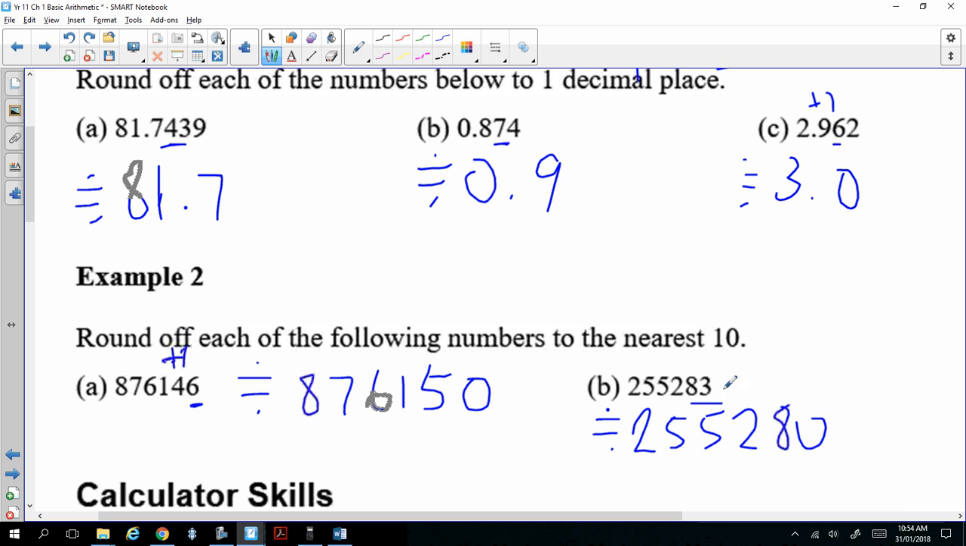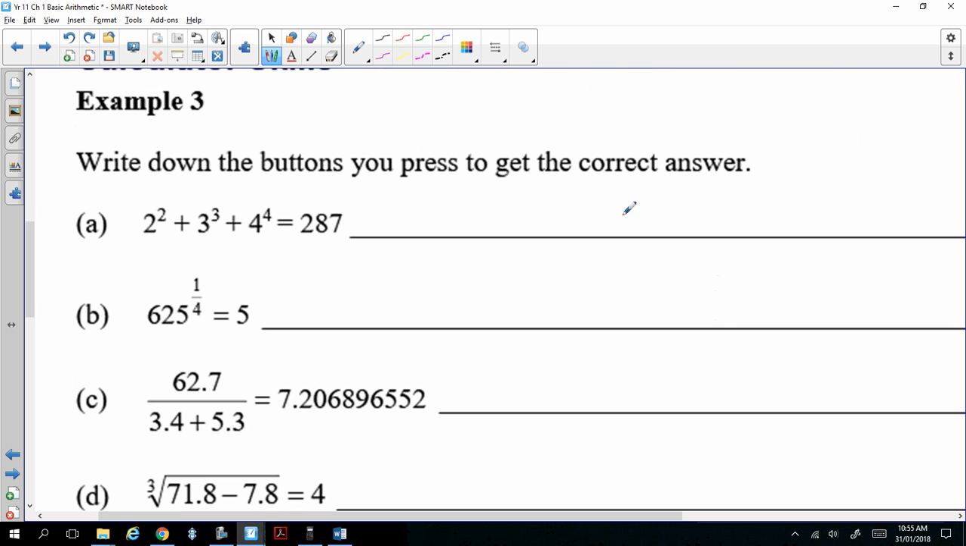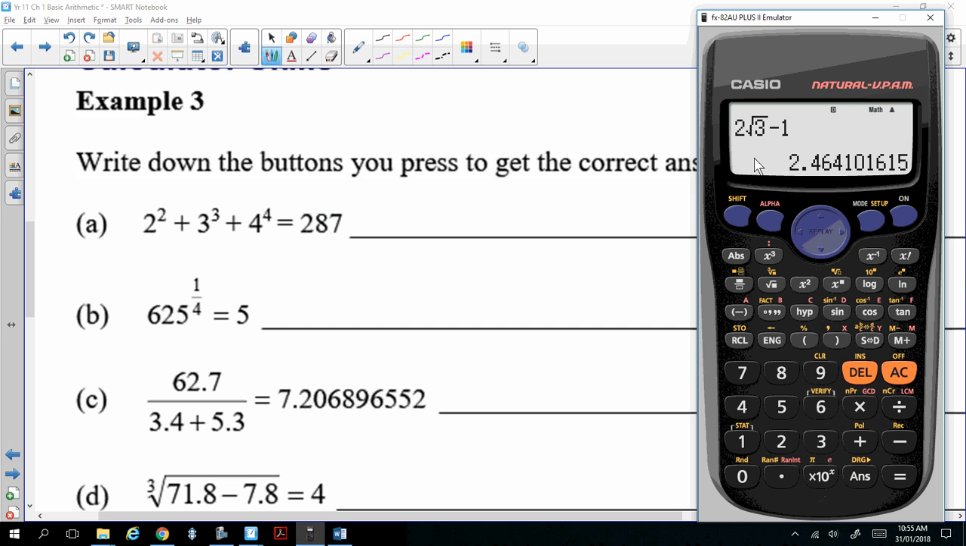Okay, any question? So what do I really do for the next question? What I have given you is the question and the answer. So what you need to do is press the buttons on the calculator and check that you can actually get the correct answer. So if you can't get the correct answer, it means that you pressed the wrong button and you need to ask for help.